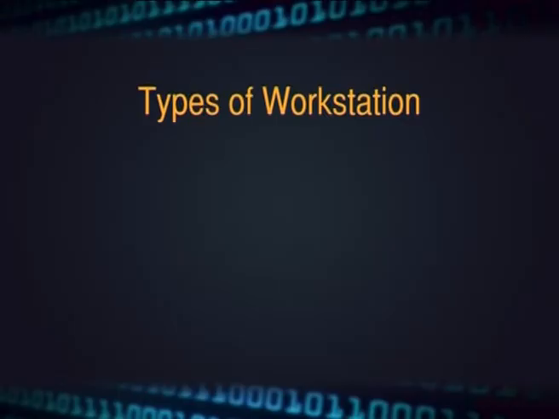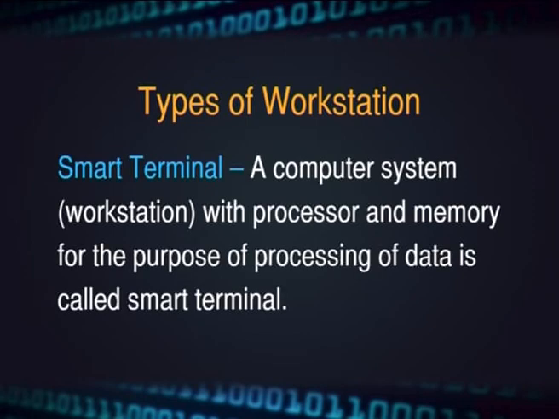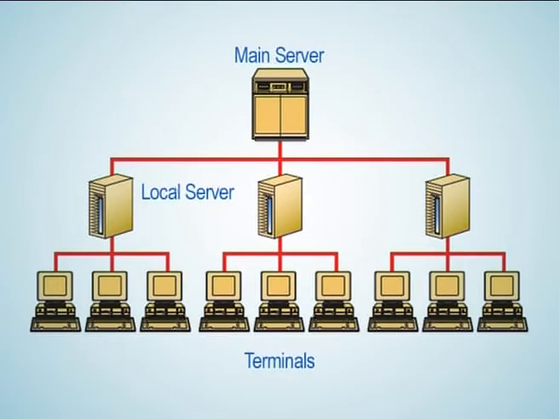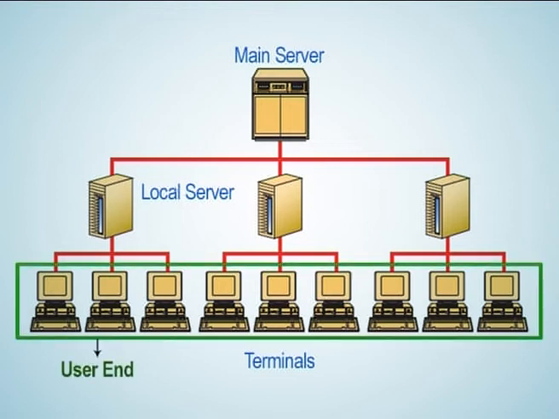The following are the types of workstations. Smart terminal: a computer system with processor and memory for the purpose of processing of data is called a smart terminal. Then we have a dead or dumb terminal. A computer system with no processor and no memory for the purpose of processing of data is called a dead or dumb terminal. It is used to access services provided by a server at the user end and performs processing at server end.